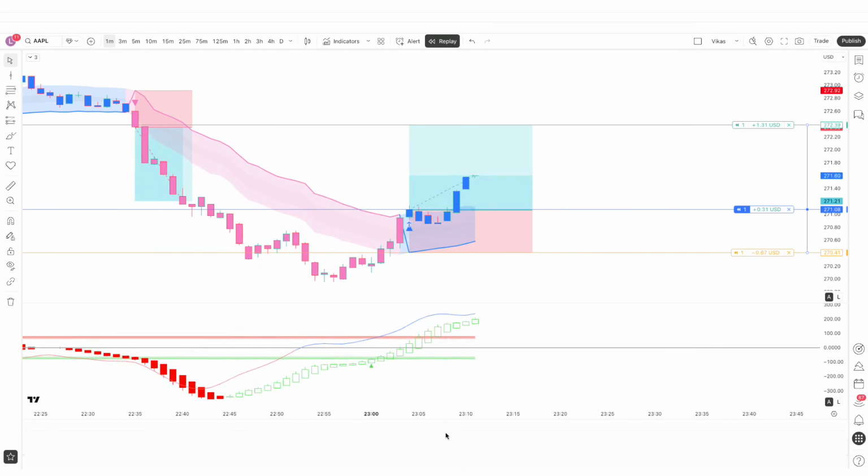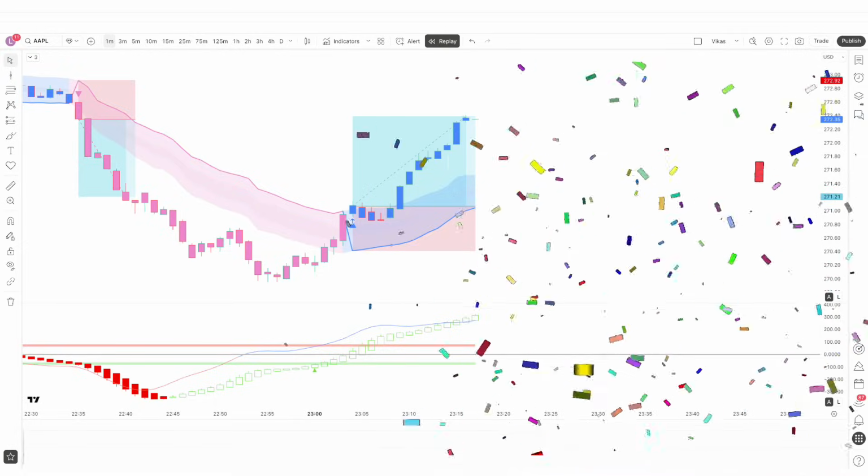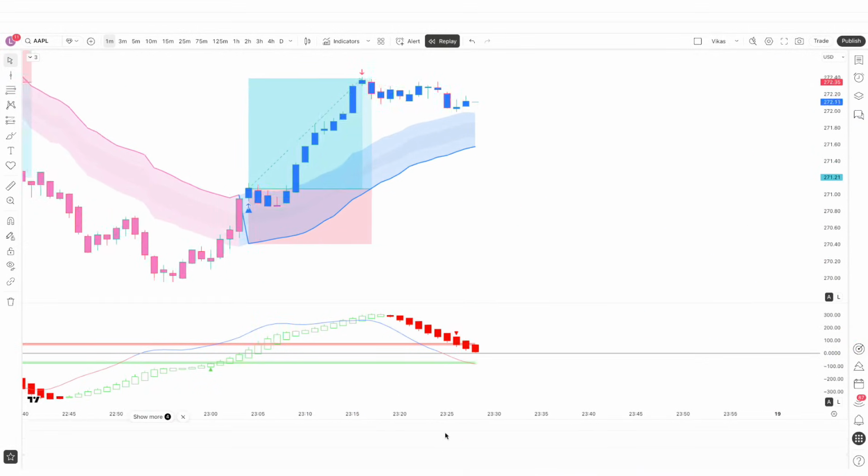Let's see what happens to our trade. We have won the trade. Let's find the next trade.